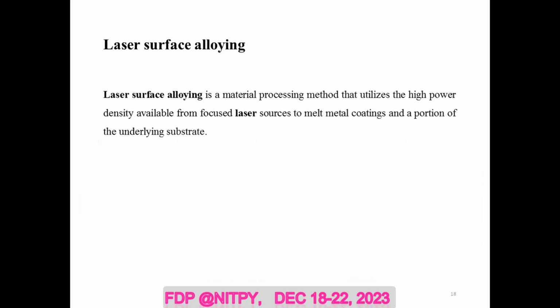Then laser surface alloying is a material processing method that utilizes the high power density available from a focused laser source to melt metal coatings and a portion of the underlying substrate. In this, we apply some alloy powders on the substrate, then apply the laser source, and it will intermix the powder with the substrate portions. We will see this later in detail in the practical study.